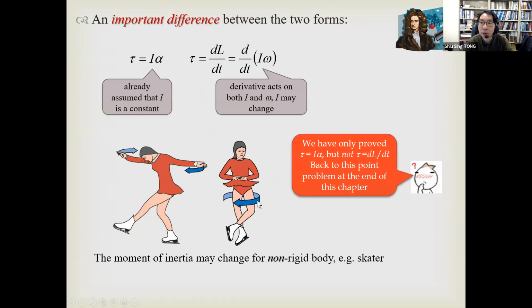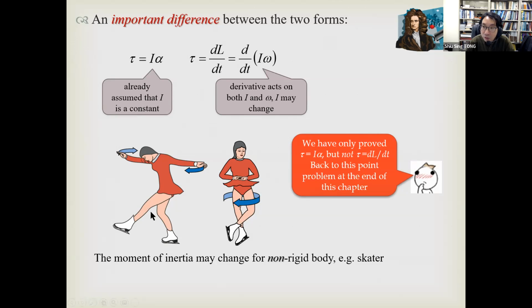However, I will assure you that even though the I is not constant, this relationship, tau equal to the rate of change of I omega, will still hold. Now, this is an assertion only. I haven't proved it, but it happens to be so. I will amend the proof at the end of this chapter, but I don't want to use complicated mathematics to confuse you at this moment. So I just want you to accept this fact.